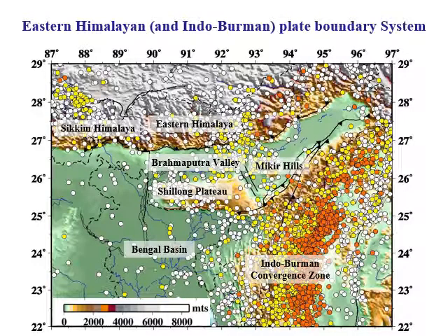This is the region which I refer to as the Eastern Himalayan plate boundary system. To the north you have the Eastern and the Sikkim Himalayas. This is followed by the Brahmaputra Valley, which is the foreland basin south of the Eastern Himalayas. To the south of the Brahmaputra Valley you have these elevated spurs of rocks in the Shillong Plateau and the Mikir Hills. And south of the Shillong Plateau is the Bengal Basin sediments, and to the east of it is the Indo-Burman plate boundary convergence zone.